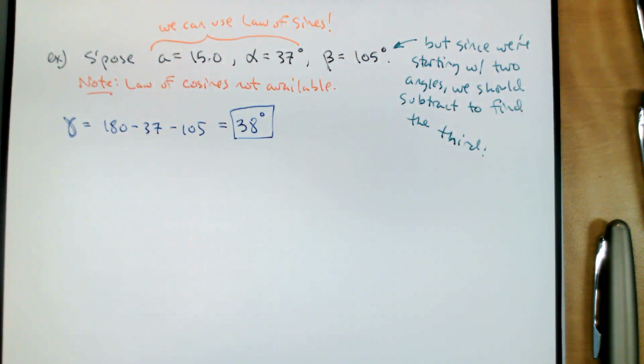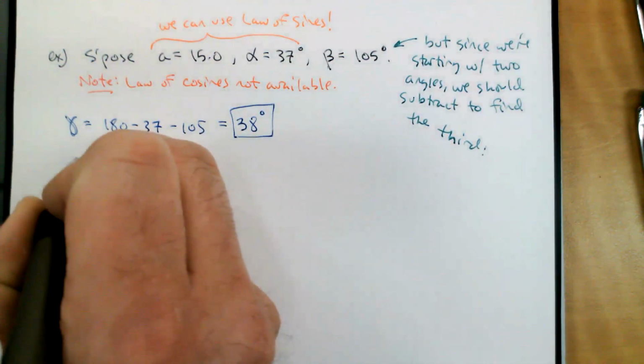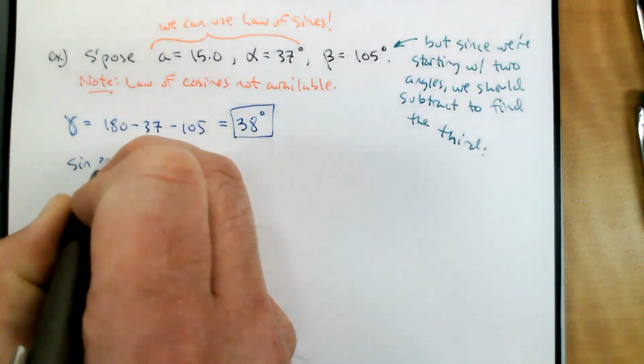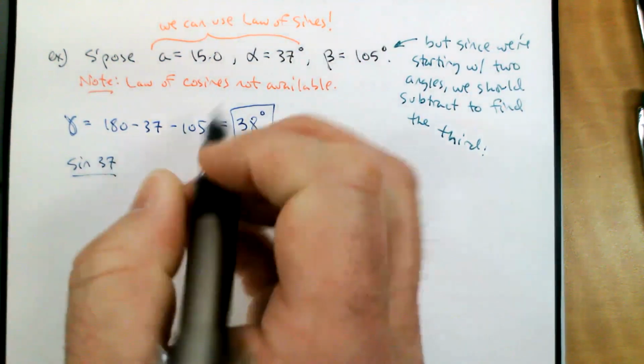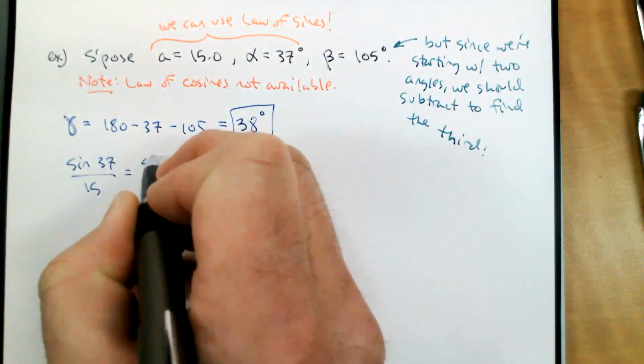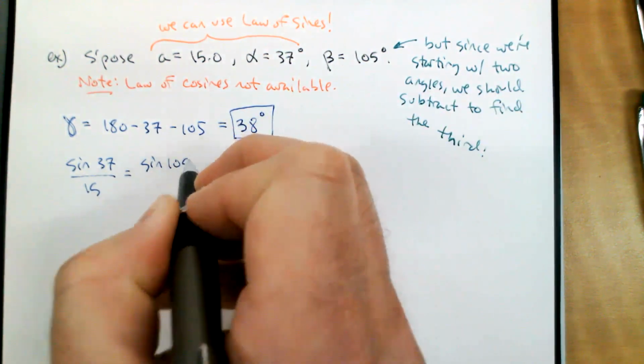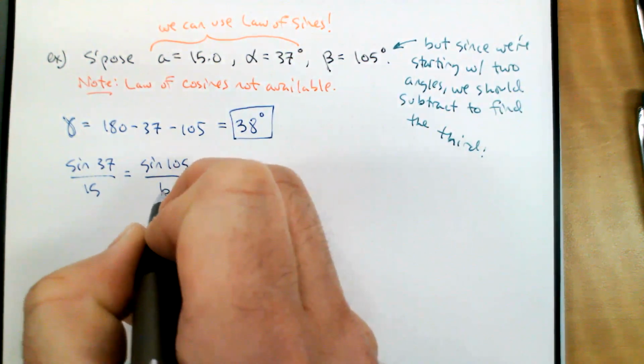Now we have an abundance of information, but we still don't have two sides, which means law of sines is the way. We have to use the law of sines, and we're going to have to use A and alpha. So I'm going to set up the law of sines with the sine of 37 over 15 is the sine of one of the other angles, 105, and that would be over side B.